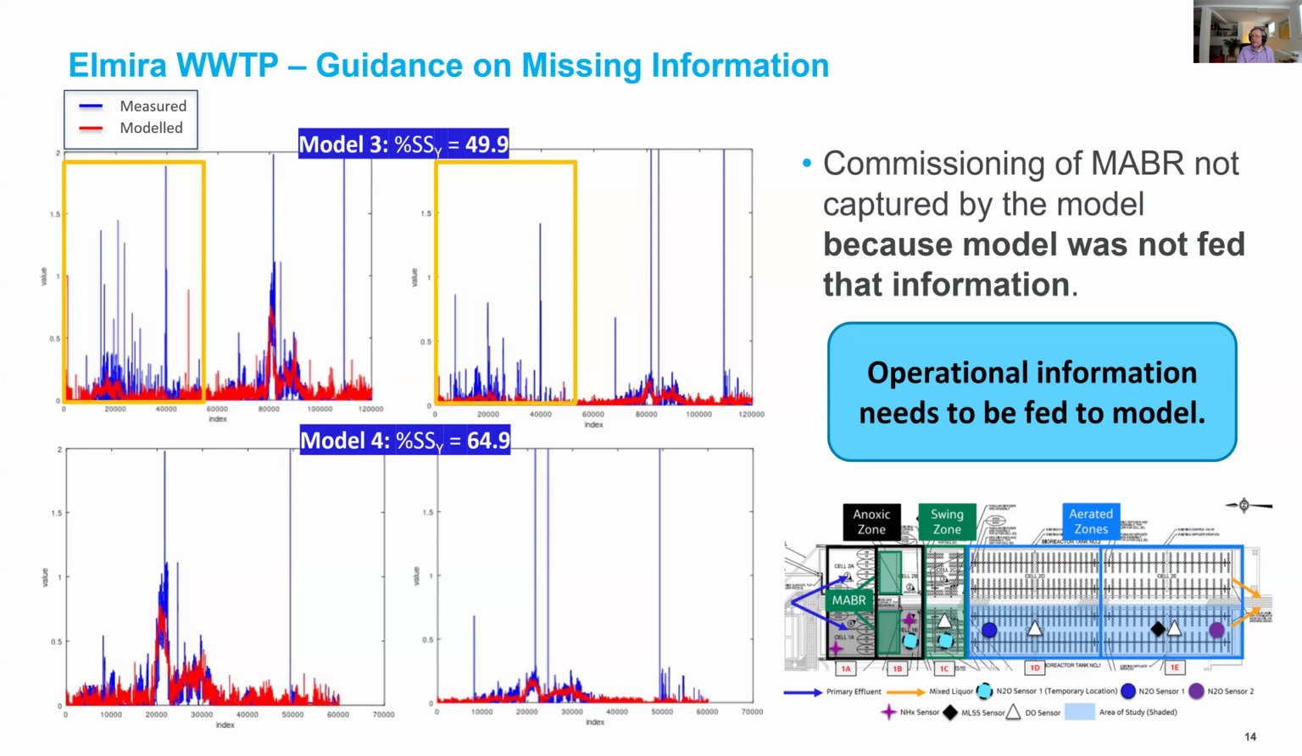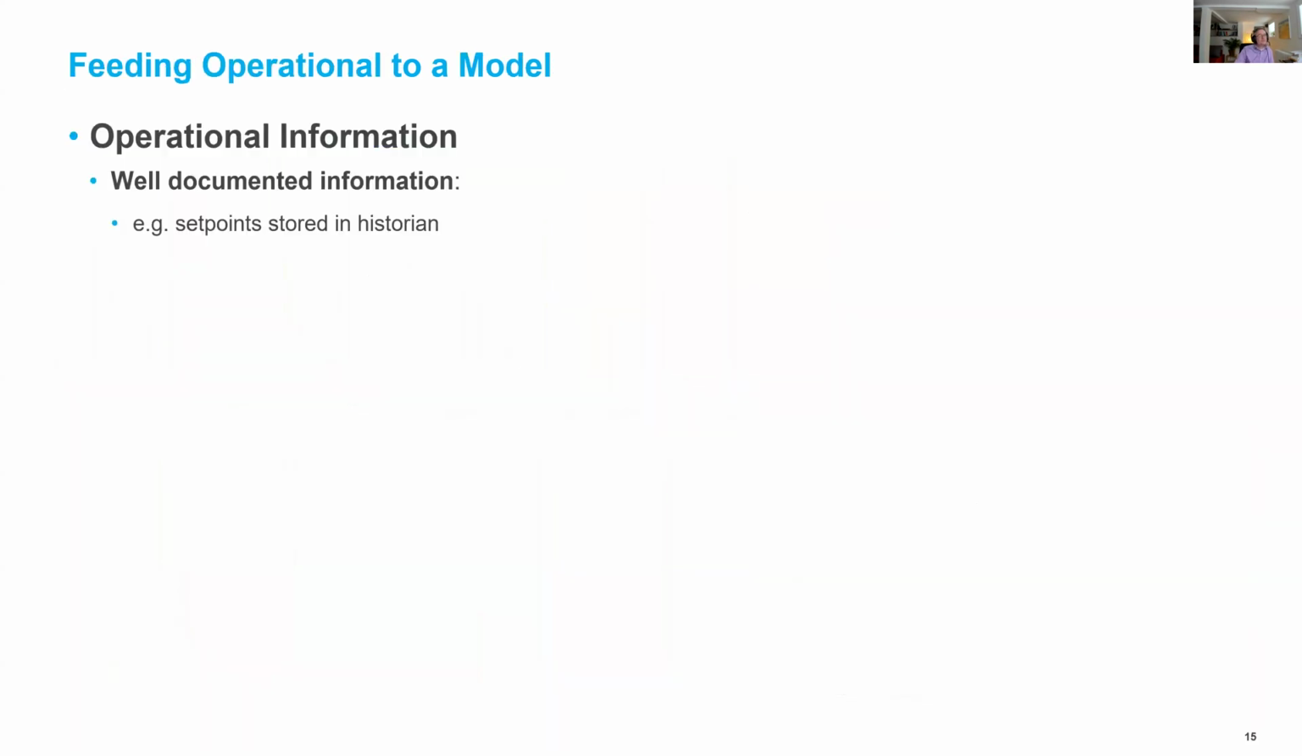And again, a data-driven model, that's not that trivial. So a little step back now. This is operational information, right? So you have really well documented information on operation. That is set points stored in your historian, right? So you still have to feed that to the model, but it's already there, stored in a high resolution, hopefully, and it's available in electronic format.